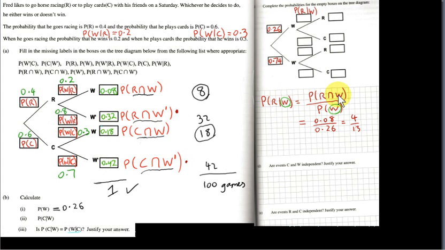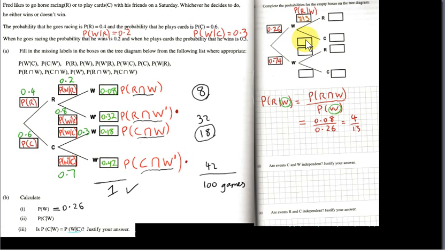So we can go and look up these probabilities from this tree diagram over here. We have 0.08 in the numerator. The probability that he won a game is 0.26. So that breaks down to 4 over 13.